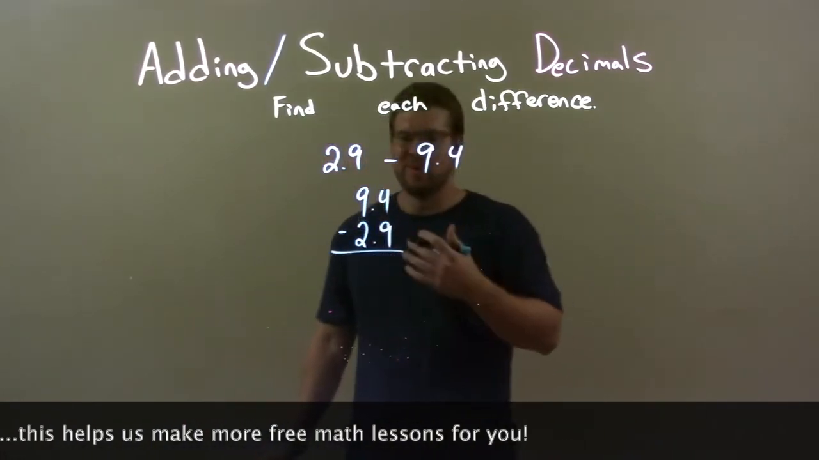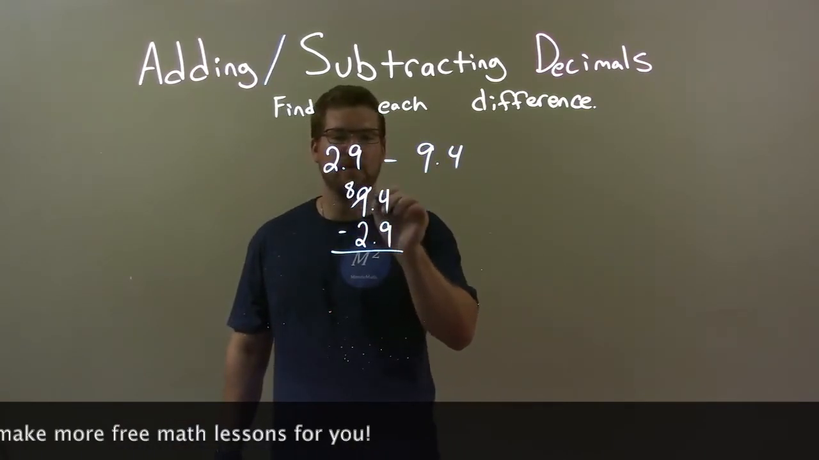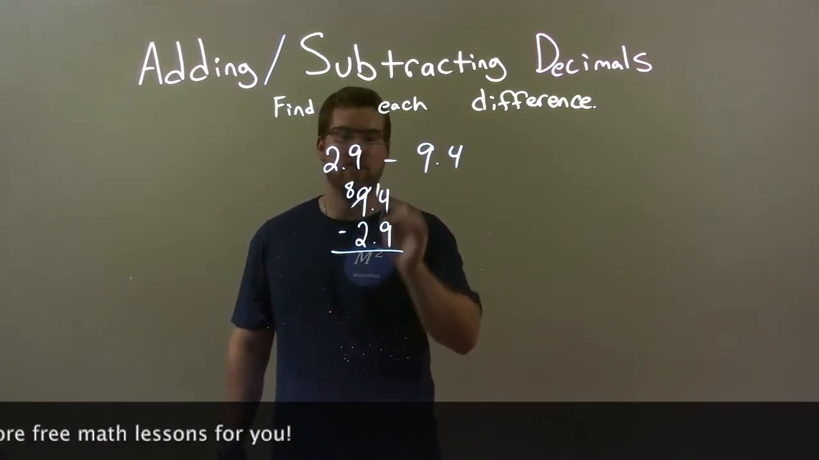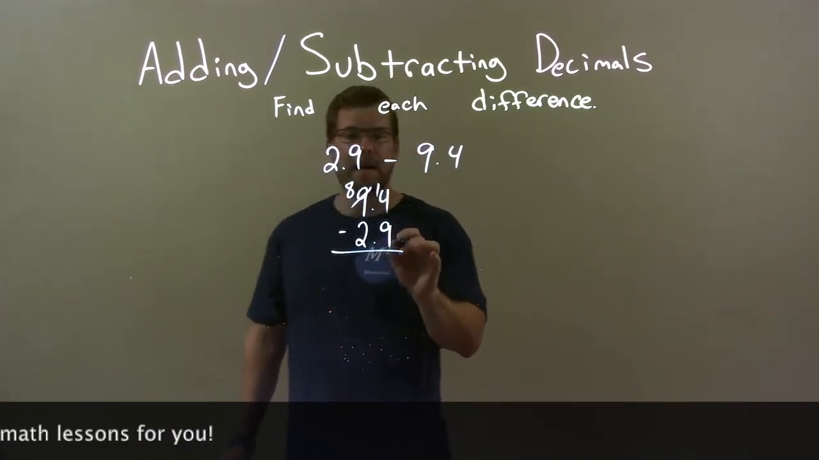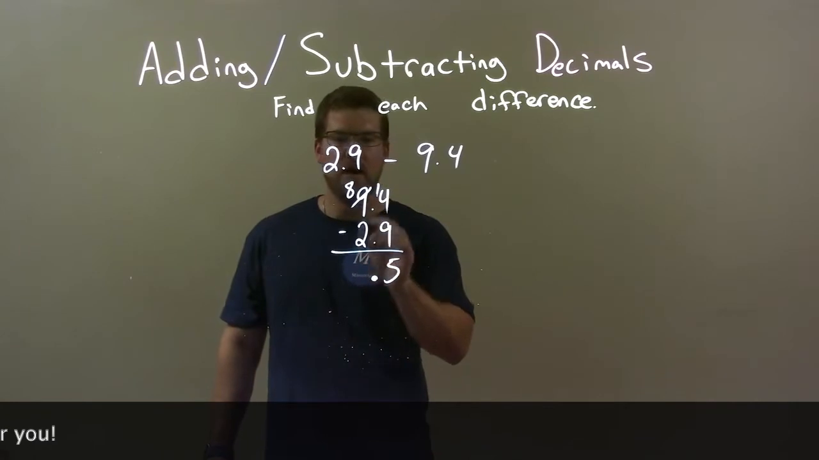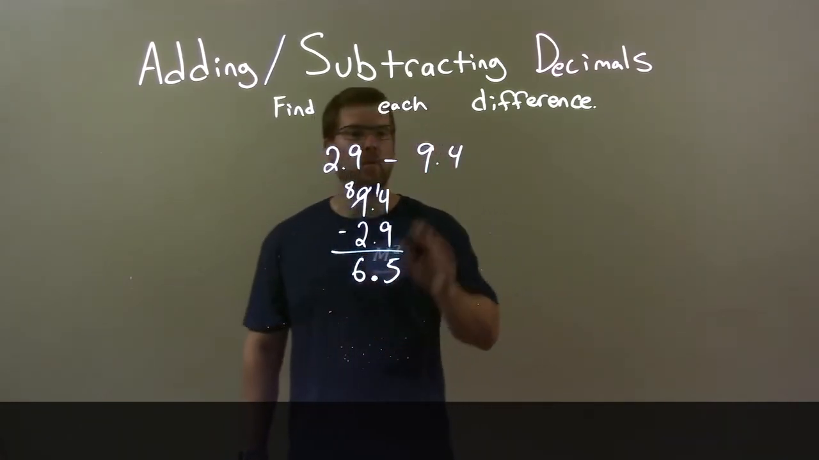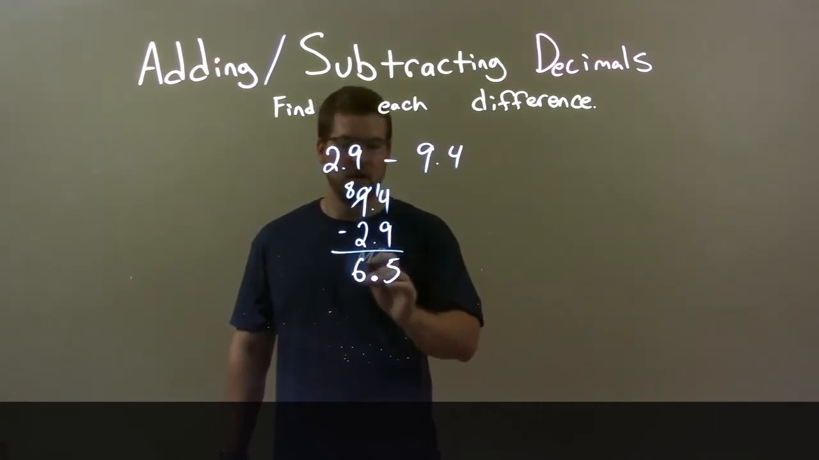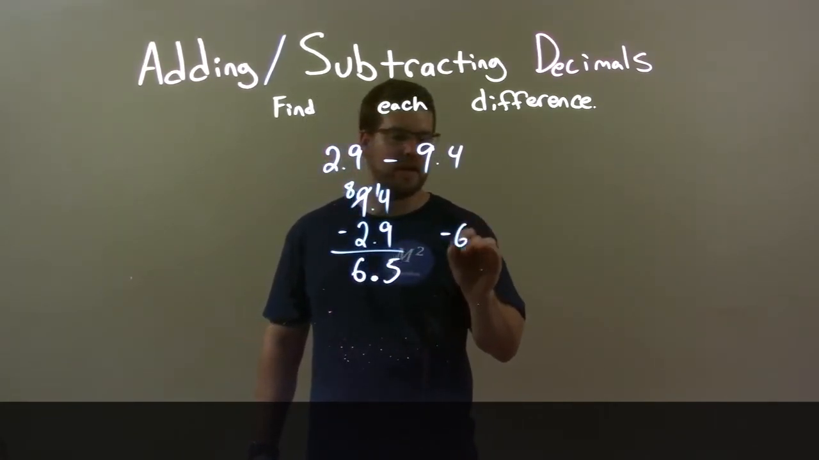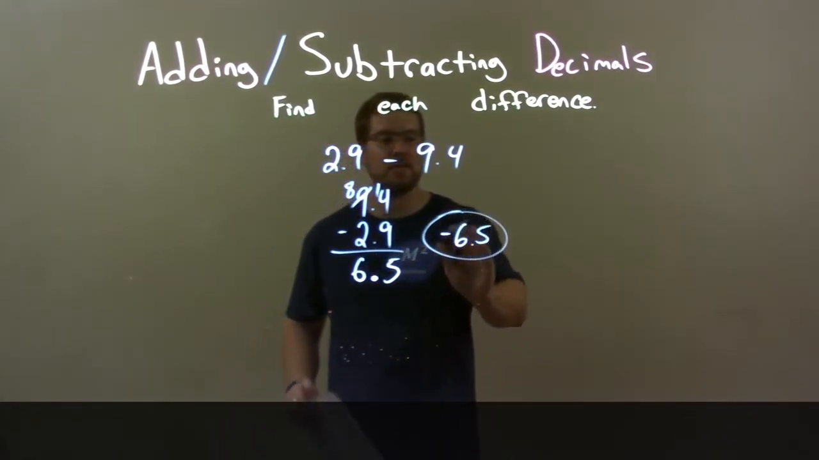4 minus 9, well, I can't really do that. Got to take a number from 9. 9 becomes an 8. Add a 1 there to the 4, so we have 14. So 14 minus 9 comes out to be 5. Decimal point comes down. And we have 8 minus 2, which is 6. Now be careful, we're not done. We knew our final answer had to be negative, so we're going to put a negative with a 6. So we have negative 6.5 right there. So here we have our final answer, negative 6.5.